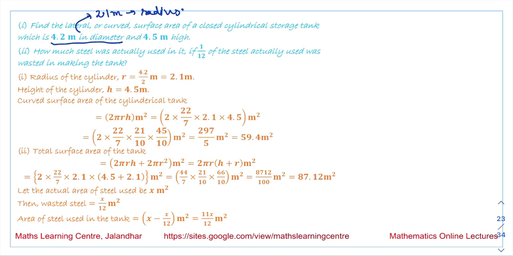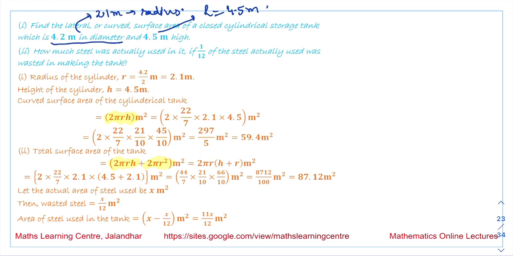So the radius of the cylinder is given, and the height we have is 4.5 meters. The curved surface area formula is 2 pi r h, and for the total surface area it is 2 pi r h plus the area of the two circular portions, that is 2 pi r square.